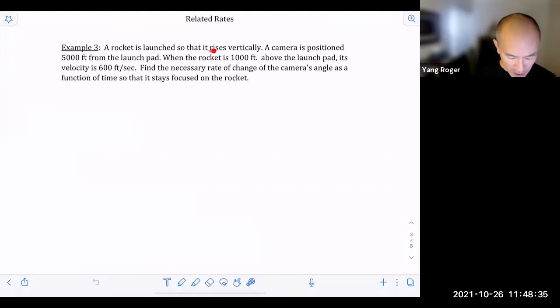A rocket is launched so it rises vertically. This vertically is going to be important. Vertically means going up and down. The camera is positioned so it is 5,000 feet from the launch pad. When the rocket is 1,000 feet above the launch pad, its velocity is 600 feet per second. Find the necessary rate of change of the camera's angle as a function of time so it stays focused on the rocket.